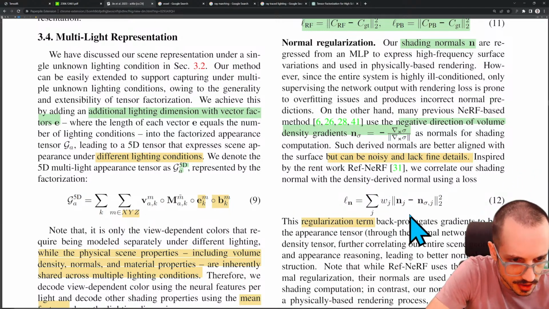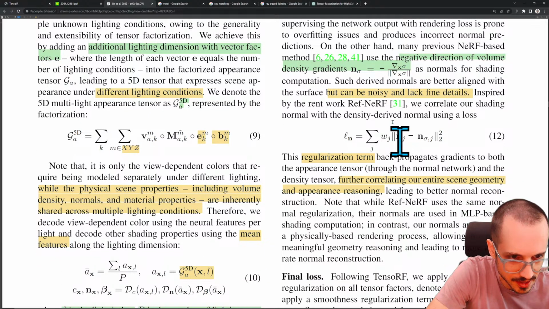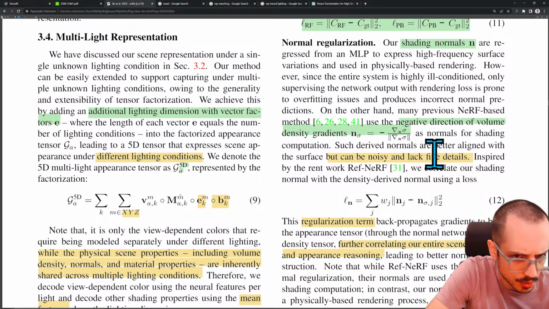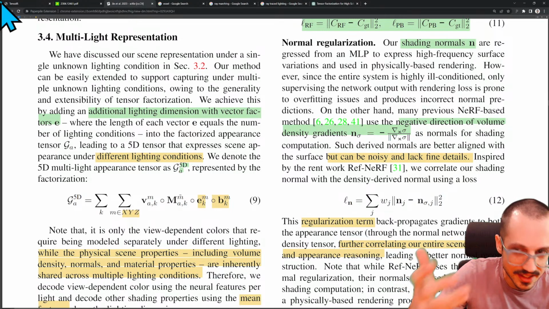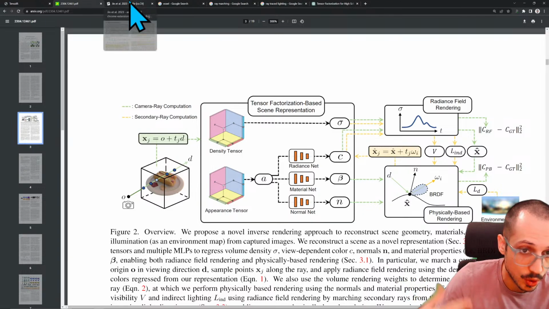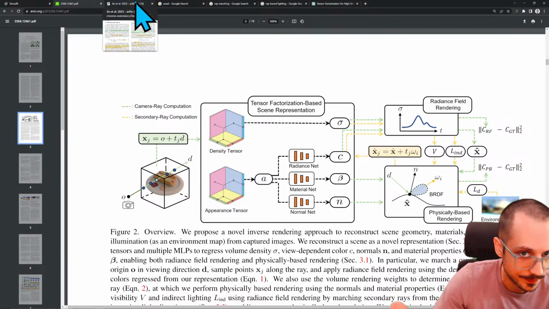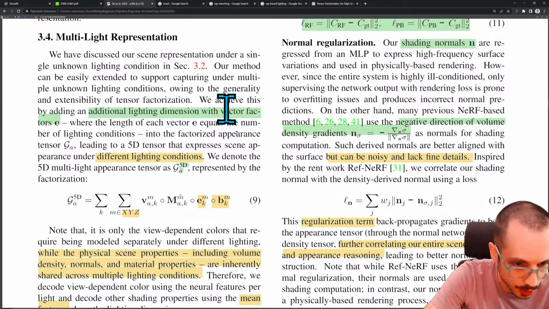This regularization term backpropagates gradients to both the appearance tensor and the density tensor, further correlating our entire scene geometry and appearance reasoning. So this is a little bit of a chicken and an egg problem. Like I said before, you don't know what the normals are initially, and you don't know what the volume density is initially. So over time, as your density tensor gets more and more accurate, your normal vectors get more and more accurate. And then iteratively, they refine each other, and eventually you get a much better normal vector.